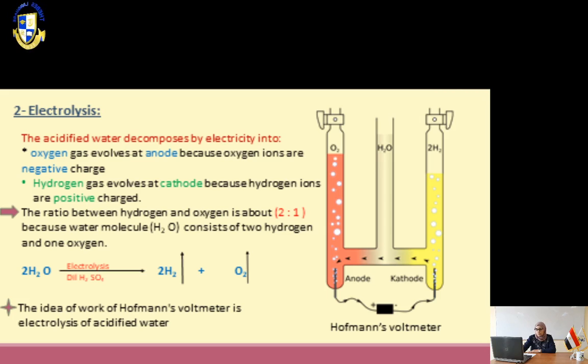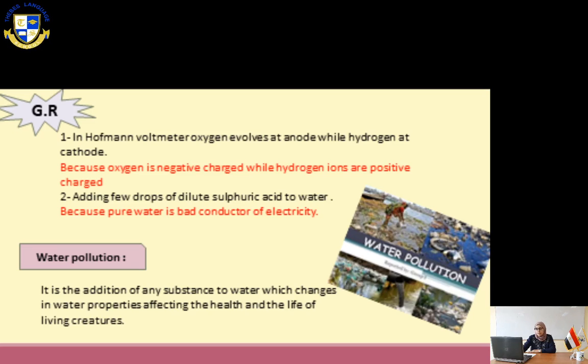Slide number 6. Give reason. In the Hofmann voltameter, oxygen evolves at the anode while hydrogen evolves at the cathode, because oxygen is negatively charged while hydrogen ions are positively charged. We said that we add a drop of sulfuric acid to the water because pure water is a bad conductor of electricity. Now we are going to take water pollution.